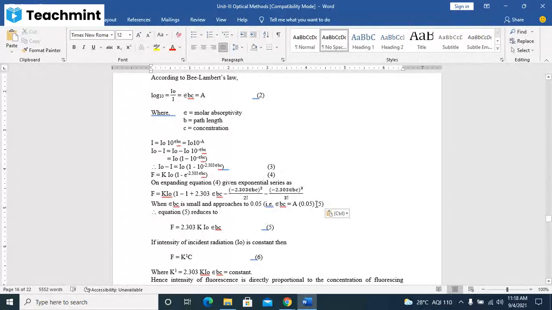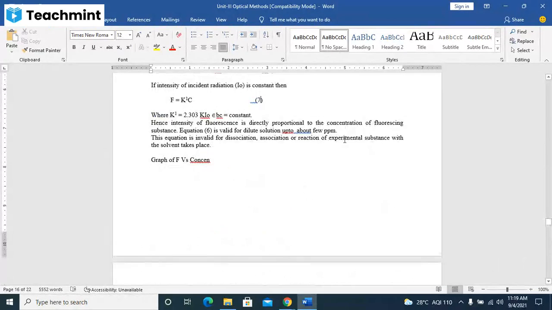This is the equation number 5 that will reduce to F is equal to 2.303 K I0 epsilon bc. This is the equation number 6. And if the intensity of the incident radiation I0 is constant, then F is equal to K dash C. This is the equation number 7. And K dash is equal to 2.303 K I0 epsilon b, which is a constant. Hence, the intensity of the fluorescence is directly proportional to the concentration of the fluorescent substance.